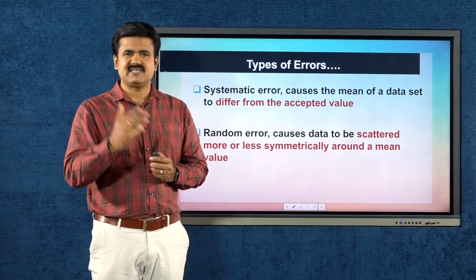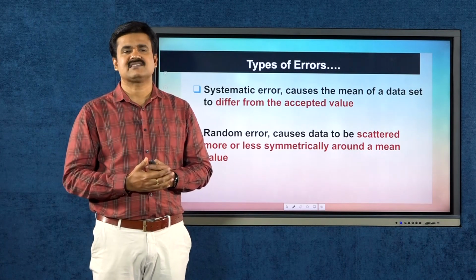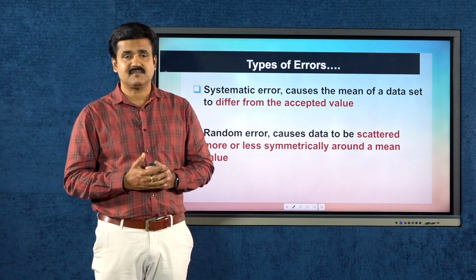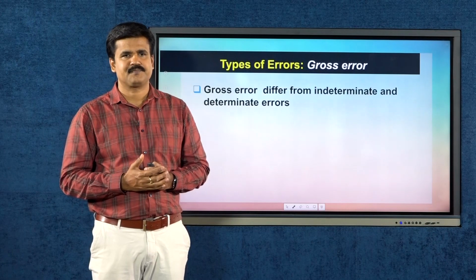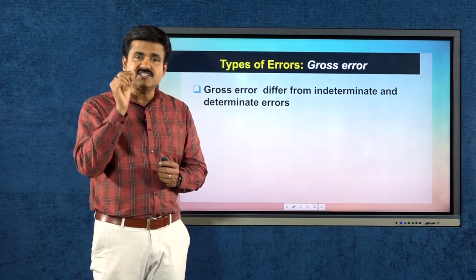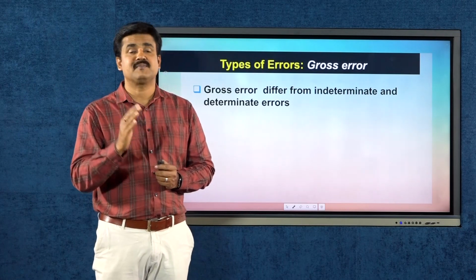So, systematic error is there, random error is also there. I just mentioned one more error, that is the gross error. Gross error differs from indeterminate as well as determinate errors.